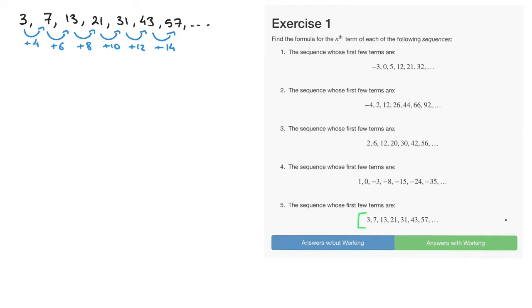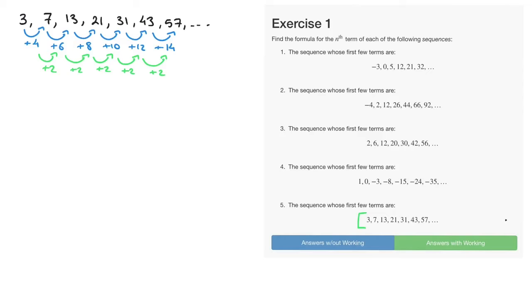Since the difference isn't always the same between the terms, we look into the second difference. From 4 to 6, we're adding 2. From 6 to 8, we're adding 2. From 8 to 10, we're adding 2. From 10 to 12, we're adding 2. And from 12 to 14, we're adding 2.